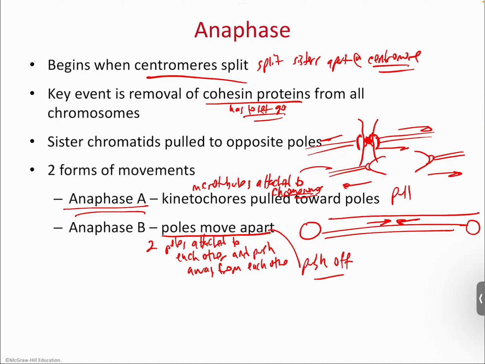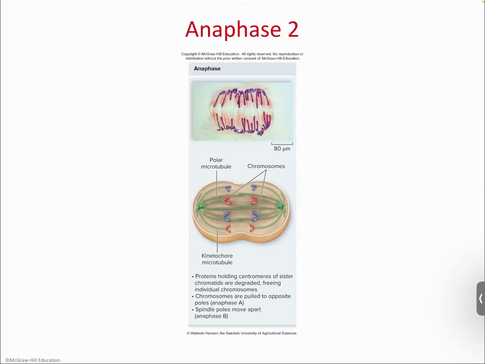So you have two different things. You're pulling with one hand the chromosomes towards you, and with your other hand, you're pushing against your sister pole. You're pushing away from your sister pole. So there's two different motions going on. And this is kind of what it looks like.